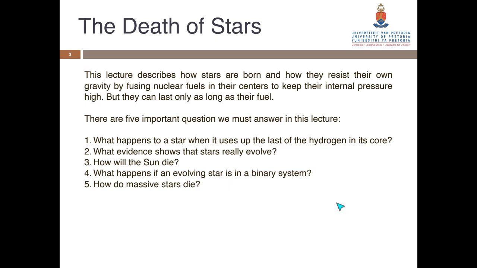At the end of this lecture, we need to answer these questions. First, what happens to a star when it uses up the last of the hydrogen in its core? Secondly, what evidence shows that stars really evolve? Thirdly, how will the Sun die? Fourthly, what happens if an evolving star is in a binary system? And lastly, how do massive stars die? So let me ask you guys a question. What happens when a star uses up all its hydrogen?